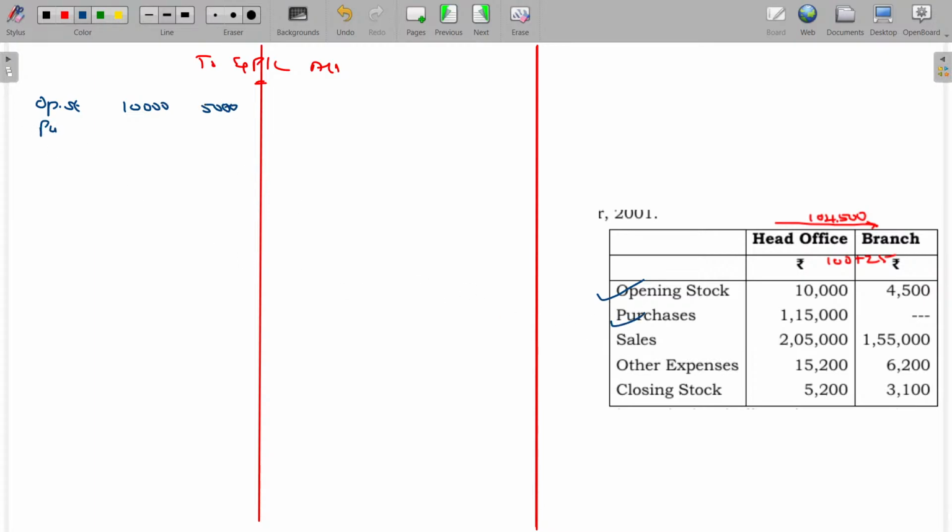Purchases 1,15,000. Usually there will not be purchases for the branch. Sales 2,05,000, 1,55,000. Other expenses may be in the P&L account: 15,200, 6,200. Closing stock 5,200 and 3,100.